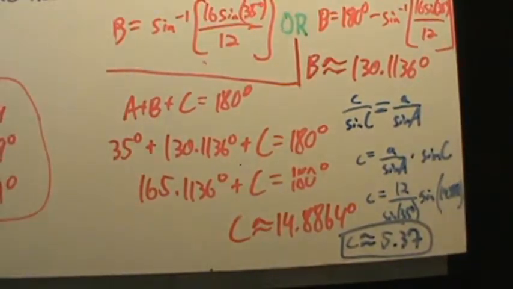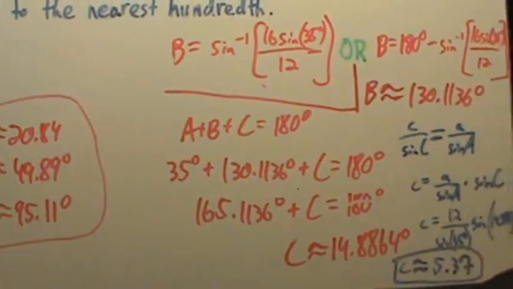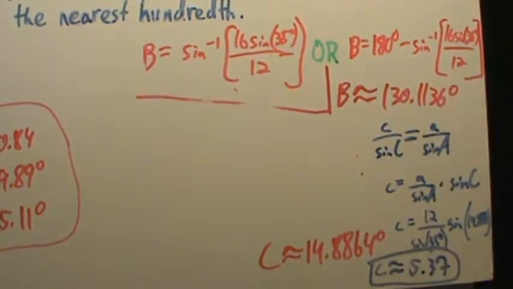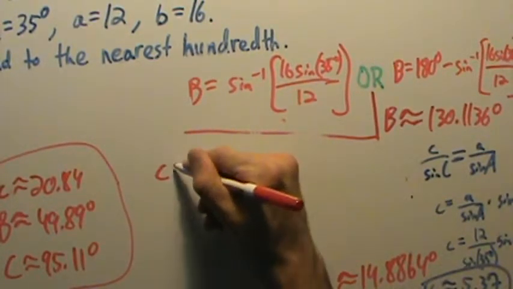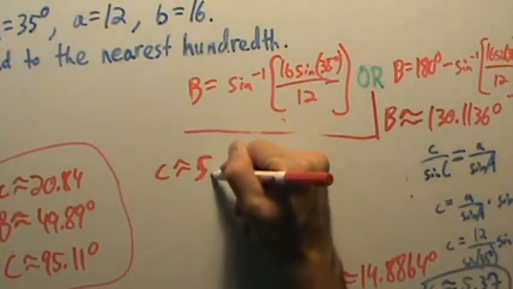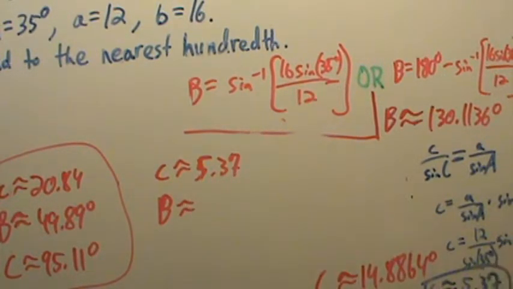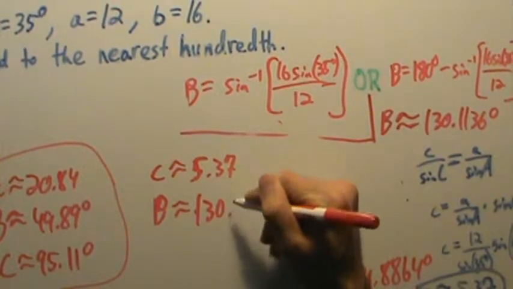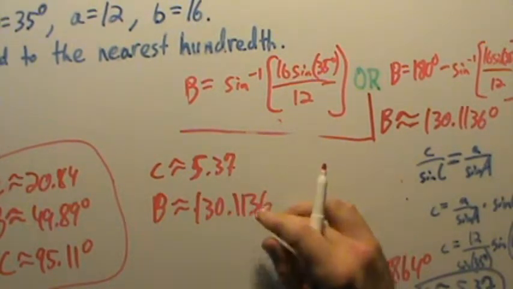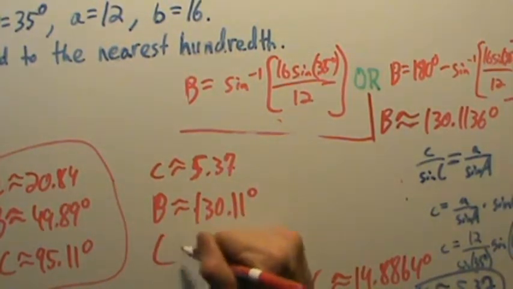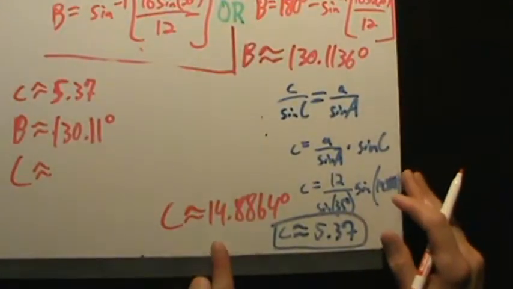So let's summarize all the results. Again, there are two possible cases here. So let's erase this, and we'll put our other triangle over here. Little c was approximately 5.37 in this case. Big B was approximately 130.1136 degrees. Actually, since we're doing the final answer, let's round to 2 now: 130.11 degrees. And big C is approximately 14.89 degrees.